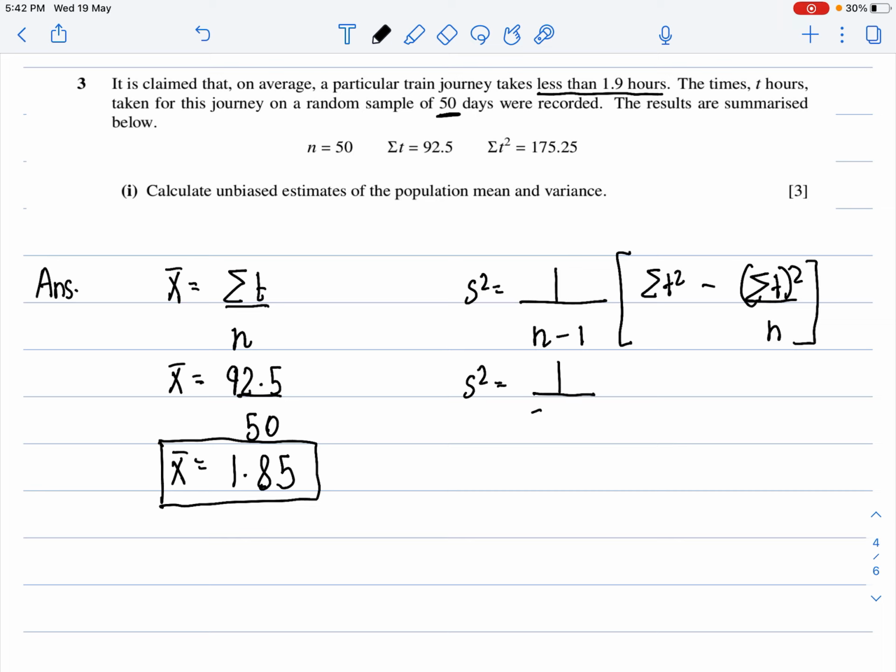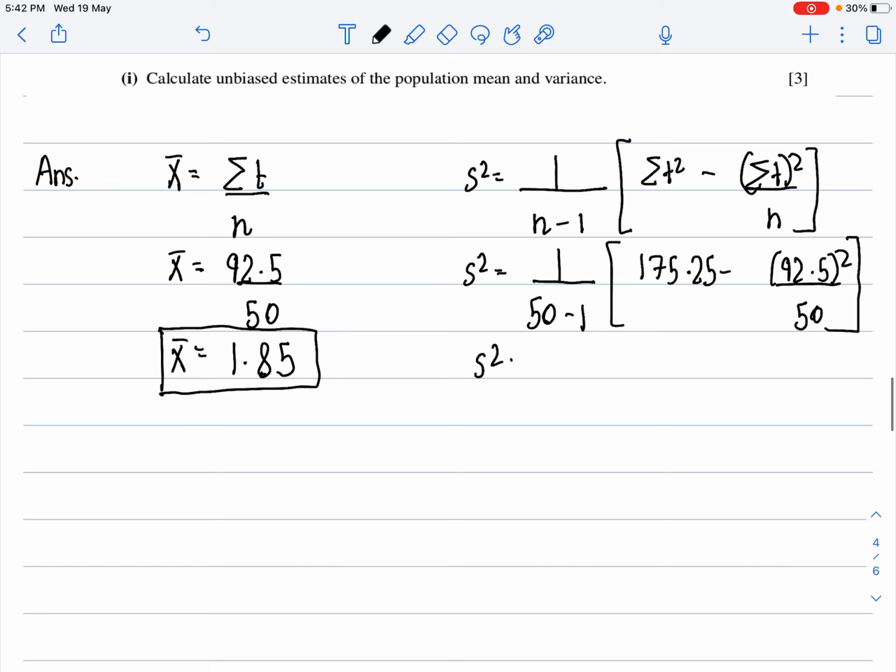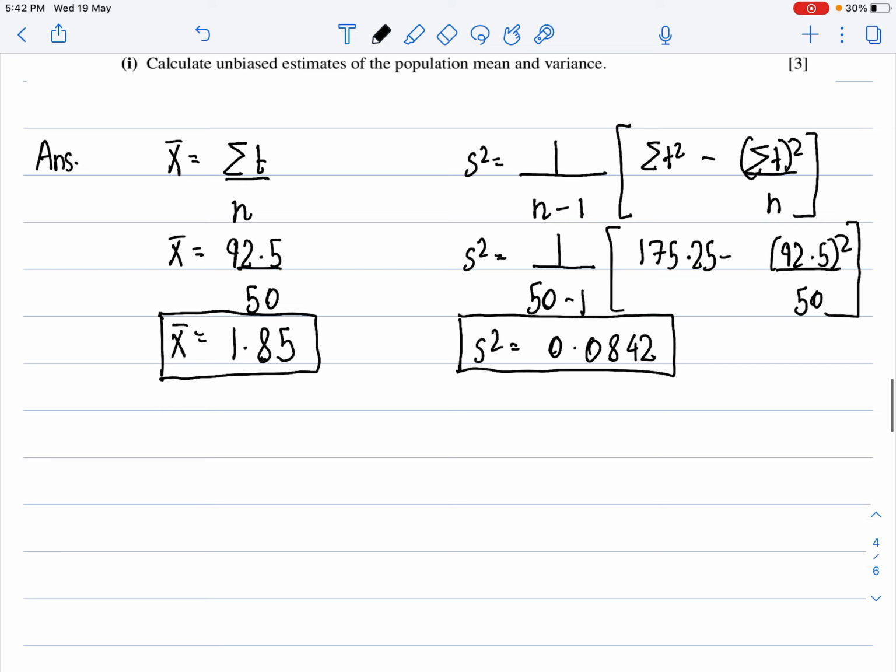So here I get 1 over 50 minus 1 with the summation of t square, which is 175.25, minus the summation of t the whole square, which is 92.5 the whole square over n, which is 50. So now I get my s square as 0.0842 on the calculator. So these are my unbiased estimates of the mean and variance.